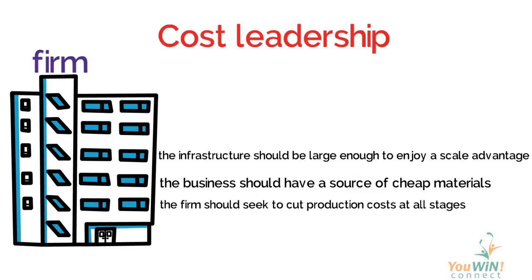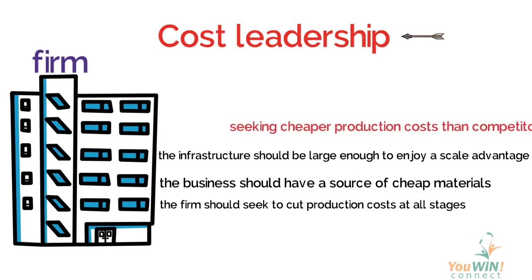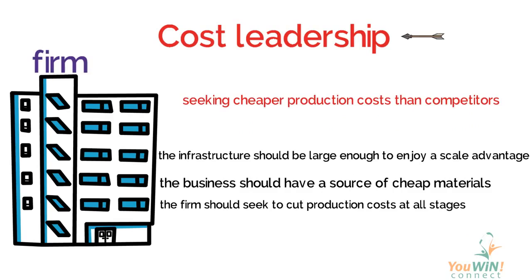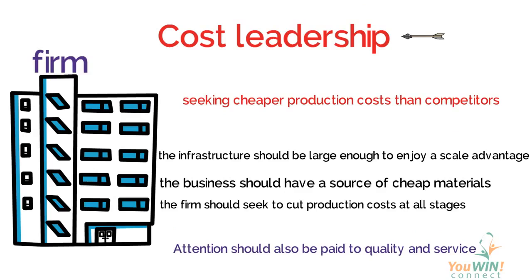And what this means basically is that you are using the cost as an advantage, and you must look at all of the elements of the chain that leads to your production and find a way in which you would have reduced prices or reduced cost for all of these stages in the cycle of your production. The foundation for all of the business's strategy is basically seeking cheaper production costs, cheaper than that of your competitors. Attention should also be paid to the quality and service.